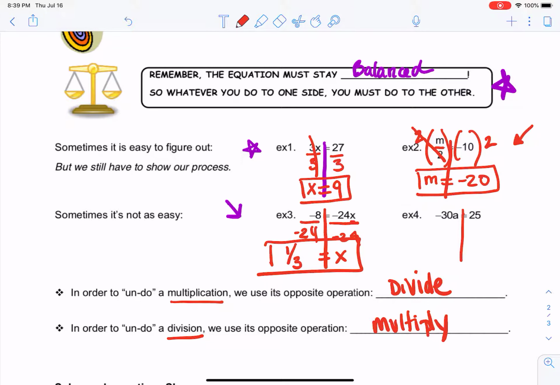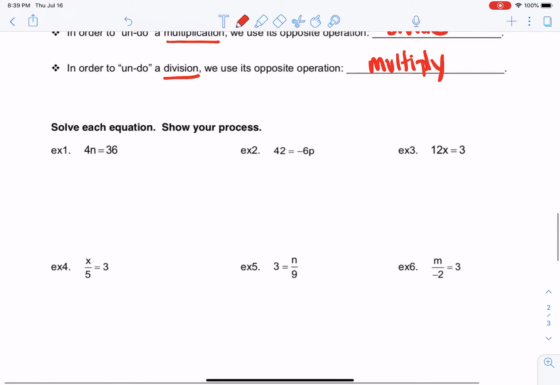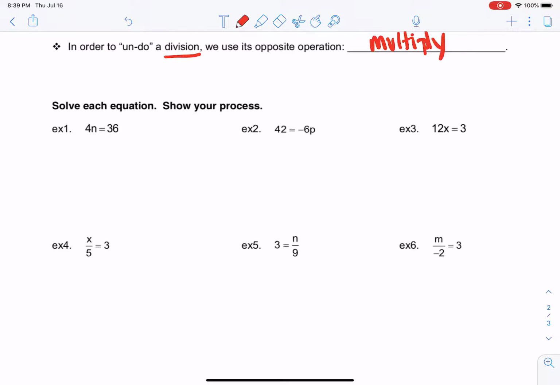Same thing over here. This is another multiplication problem. I'm trying to get a alone, so I need to divide by negative 30 on both sides. I'm going to use my calculator. Okay, to simplify this, my answer is going to be negative 5 over 6. Okay, so definitely lean on that calculator. No harm in that.